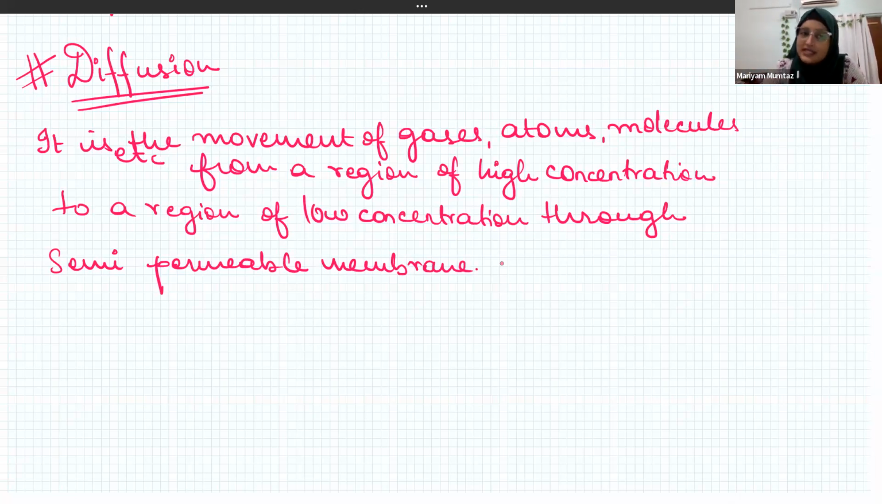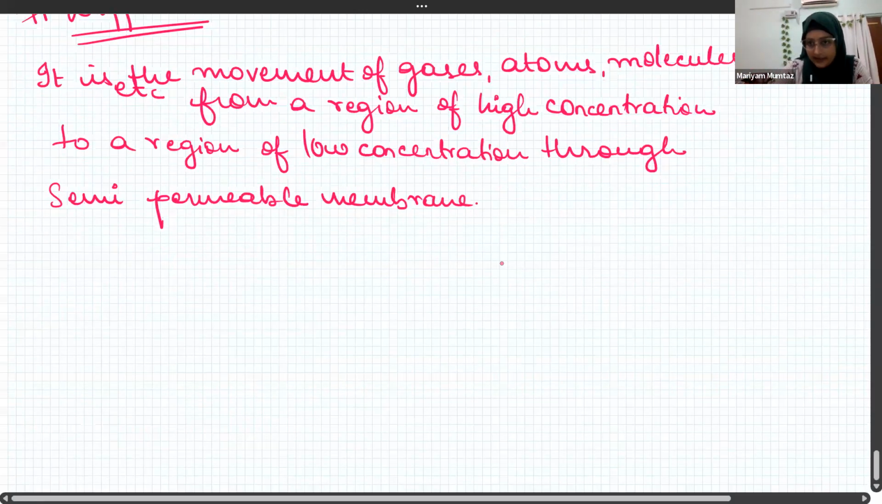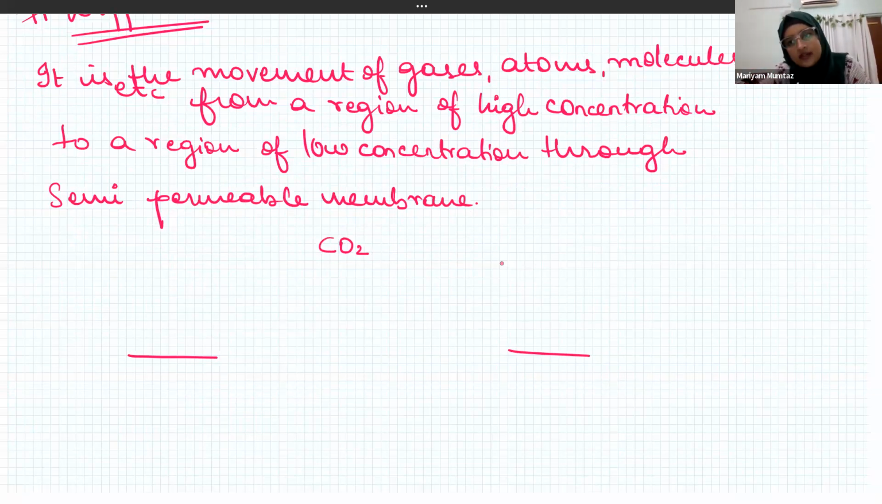Okay, so basically, now I will tell you the meaning of this particular definition. For example, this is one place and this is one place. And I am taking the example of carbon dioxide. Do you understand what carbon dioxide is? Yes, ma'am. All right, now see. First let me talk to you about carbon dioxide.